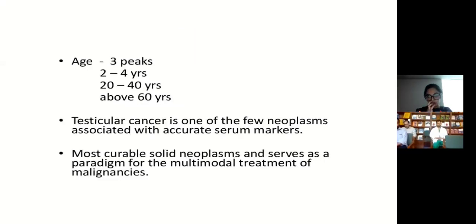There are 3 peaks of testicular tumor. First is from age 2 to 4, second is 20 to 40, and the third is above 60 years. Testicular cancer is one of the few neoplasms associated with accurate serum markers. It is one of the most curable solid neoplasms and serves as a paradigm for the multimodal treatment of malignancies.